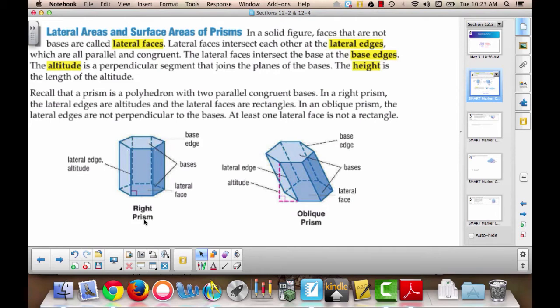This is a right prism because the top and the bottom are straight on top of each other, and the lateral edge is the same as the height of the prism, or the distance between the two bases. In an oblique prism, the bases are not on top of each other, and so the lateral edges are not the height. The height is still the distance straight down between the two bases. Notice that the lateral faces in this case are parallelograms.